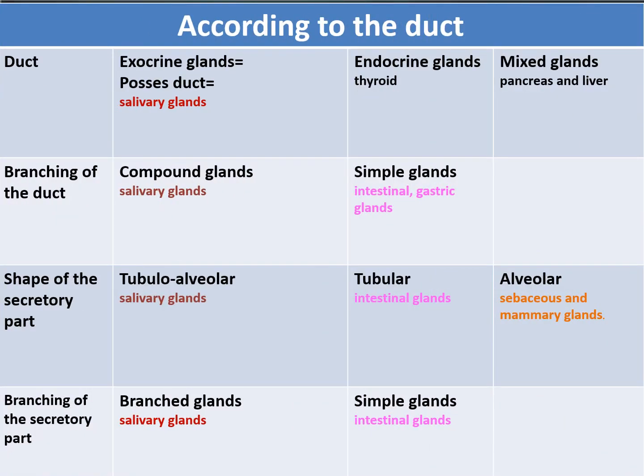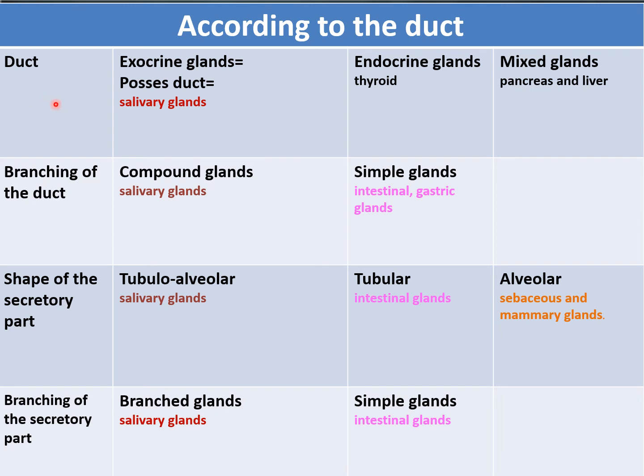According to duct, we have 4 classifications. Firstly, according to presence or absence of the duct, then branching of this duct. Then we will classify it according to shape of the secretory part, then branching of this secretory part. First is the duct, whether we have a duct or not.